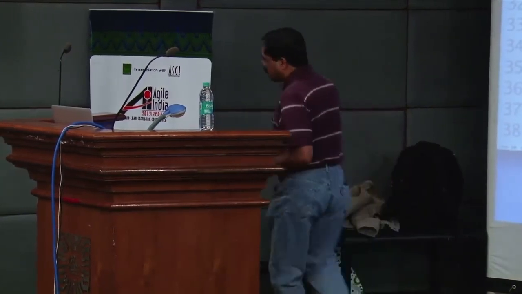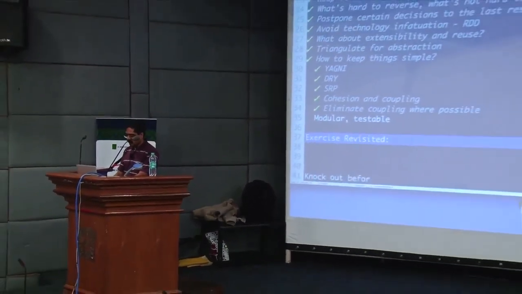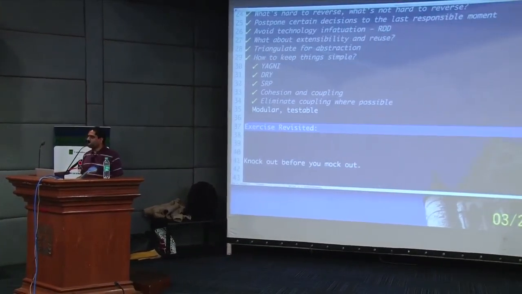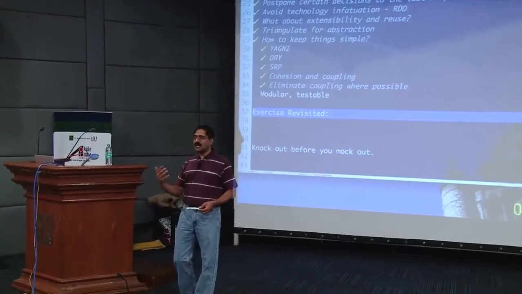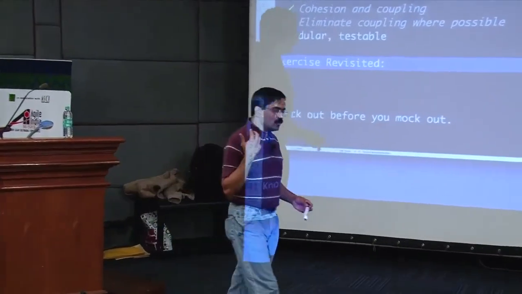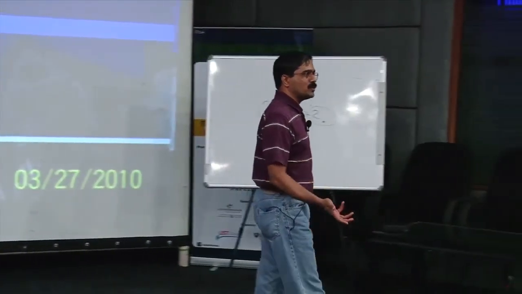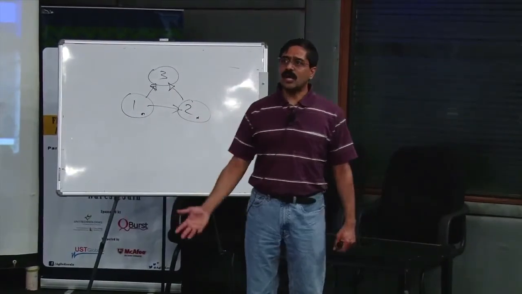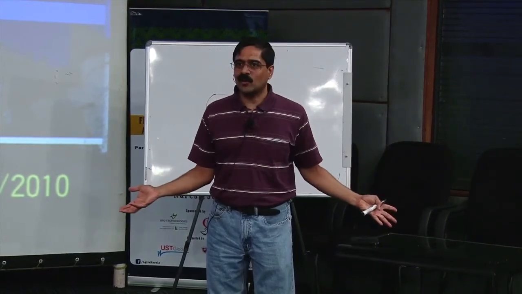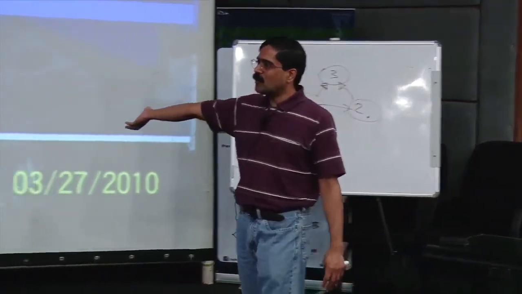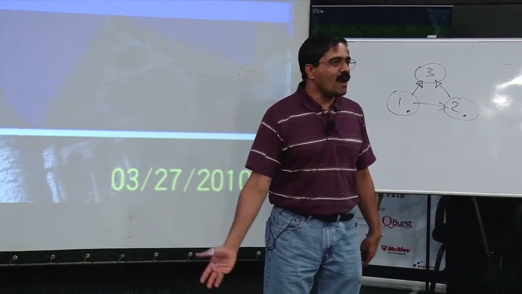That's when the next morning I wrote a blog, and the blog was called "A Knockout Before You Mock Out." And if you Google for this blog, you will find it. I wrote this blog the morning after this conference, and essentially the idea is you don't spend your time coupling to things that you don't need to couple to. So we assume, oh, this is the design, bring in the mock objects. Well, where is the coupling? What if we don't have to depend on this? So knock out before you mock out, meaning remove your dependency. Then you don't have anything to mock.